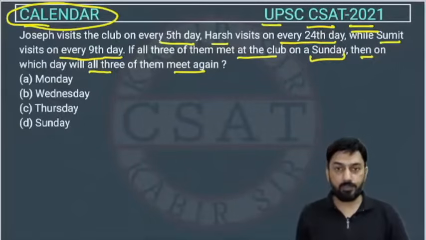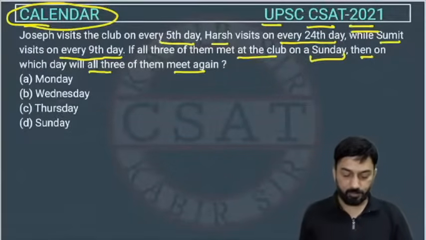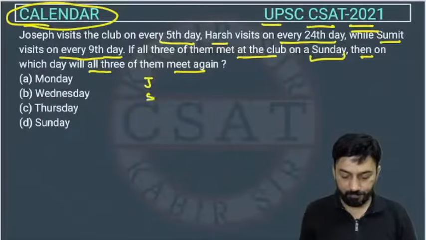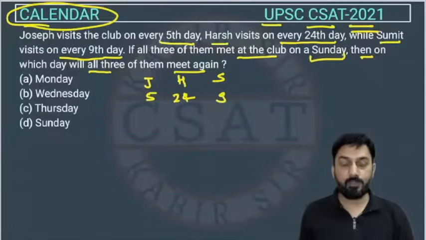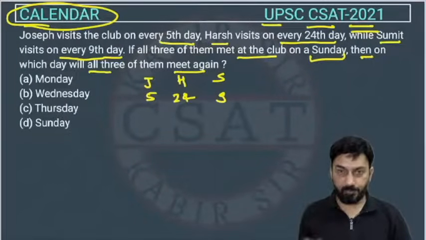So if you will see, this is a question of HCF and LCM using the concept of calendar, right? So you can put this question in calendar also. What they are saying is, Joseph is meeting on every 5th day, and Harsh is meeting on every 24th day, while Sumit visits on every 9th day. In this, we have to find when they will meet again, on which date, on which day they will meet.